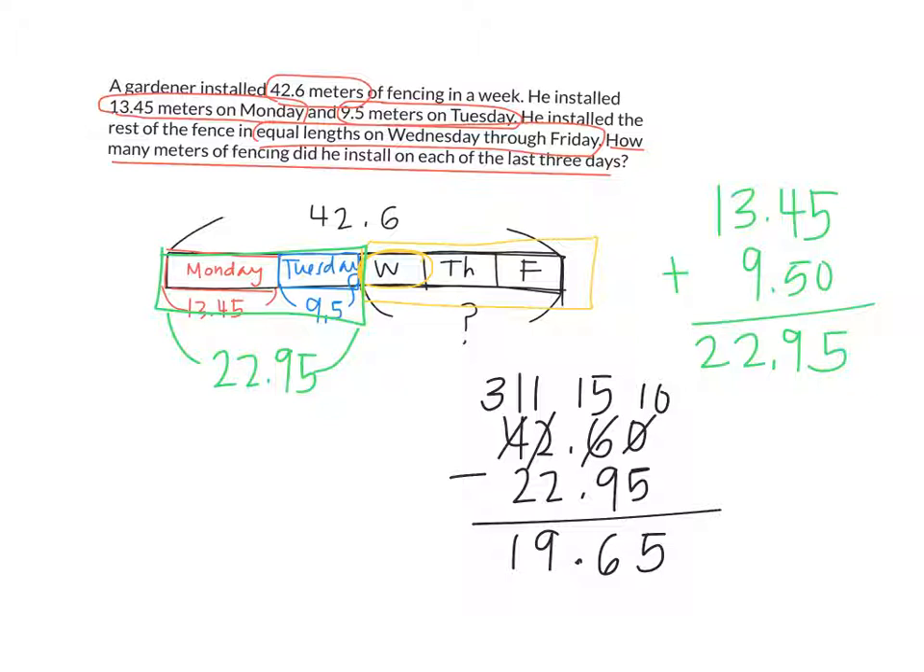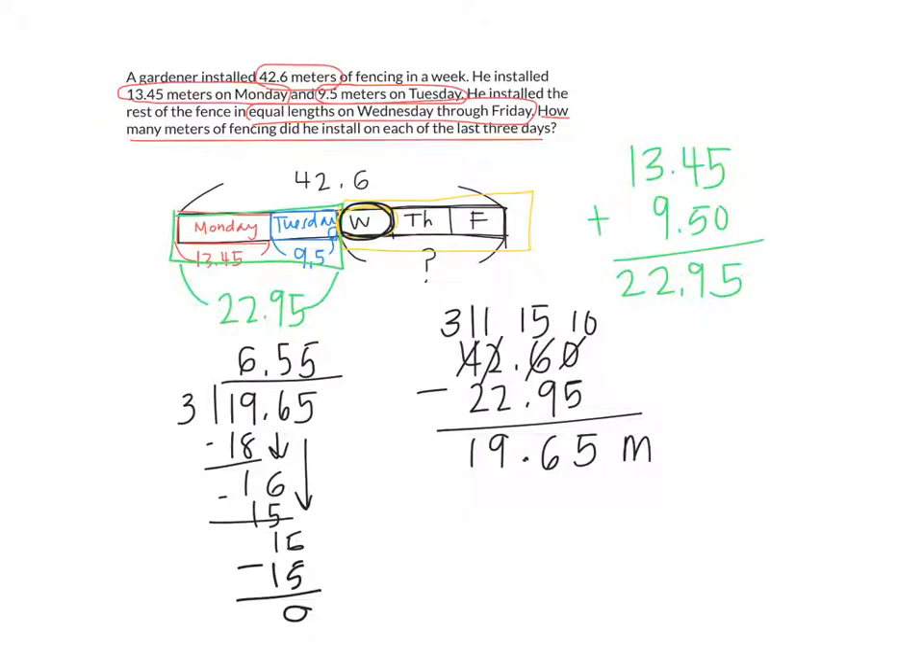So after regrouping and subtracting, I can see how much was split equally into Wednesday, Thursday, and Friday. 19.65 meters. Now how can I figure out how much he did on each of those 3 days? Krisha? So I take 19.65 and I divide it by 3. So after dividing, you should get 6.55. Yes? Do you agree? Yes. So that means each day of the last 3 days, he installed 6 55/100ths of a meter.